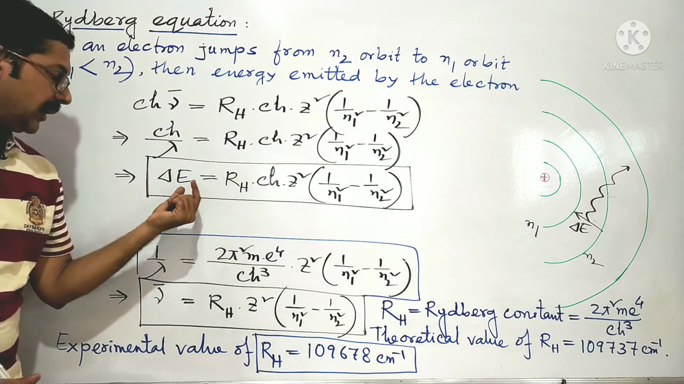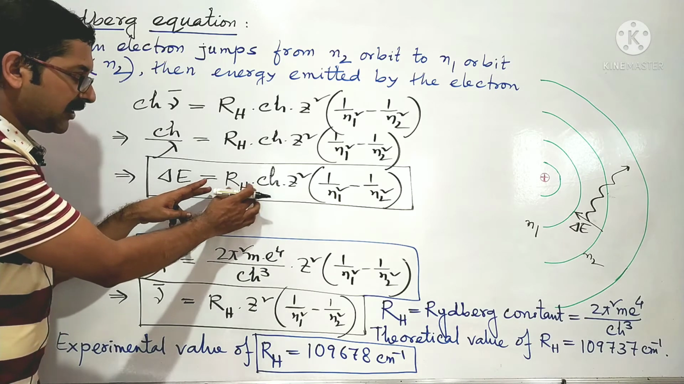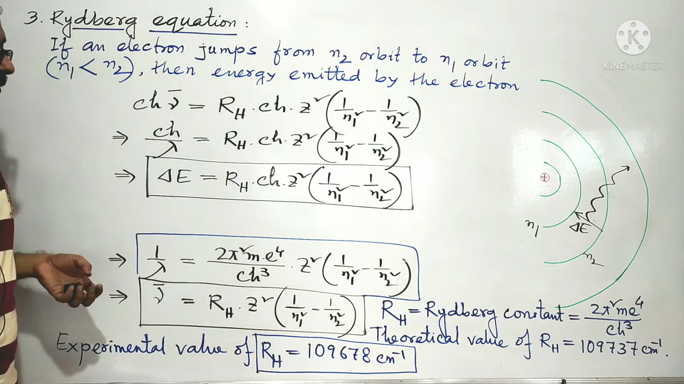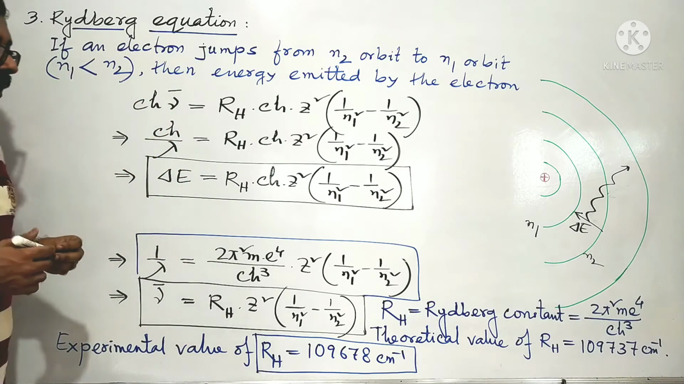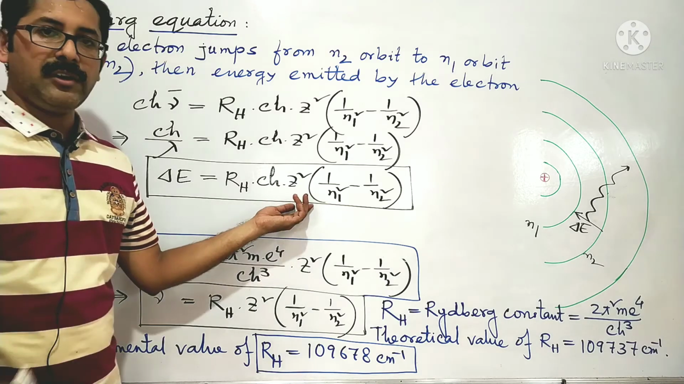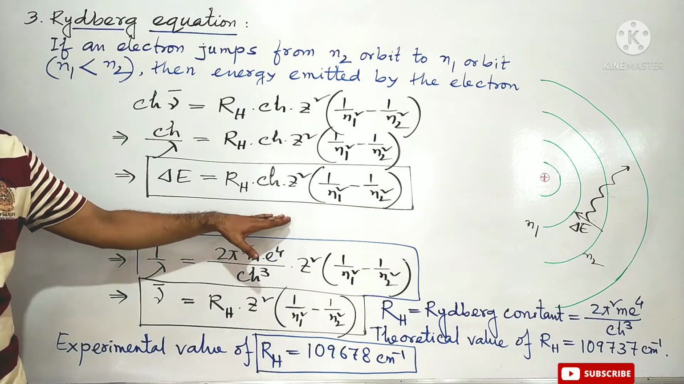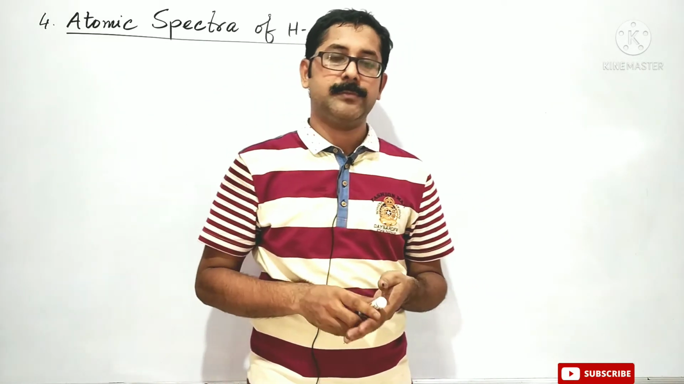You can check the dimension of both sides of this equation. This RH into C into H gives the dimension of energy, right? So this is all about Rydberg equation, and using this equation we will explain the atomic spectrum of hydrogen atom, right? Now our next topic is atomic spectrum of hydrogen atom.